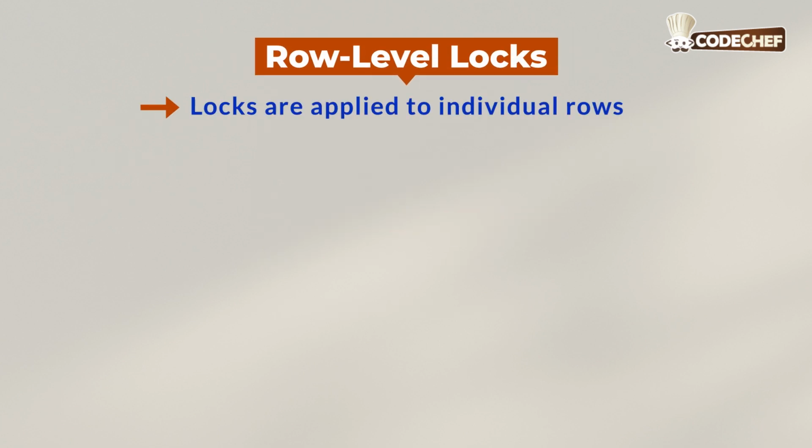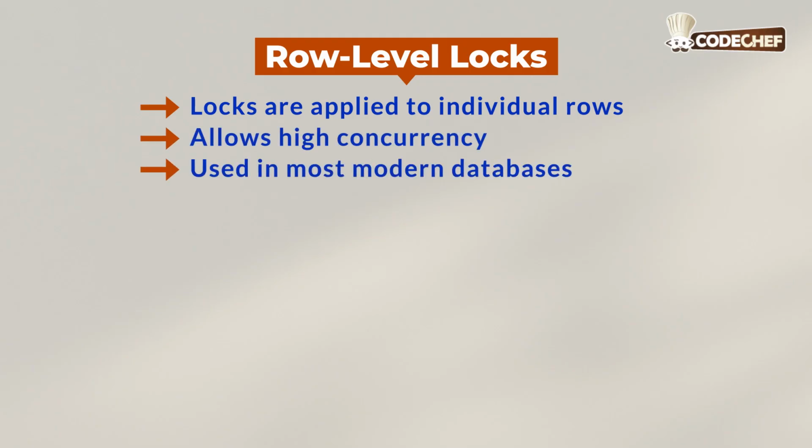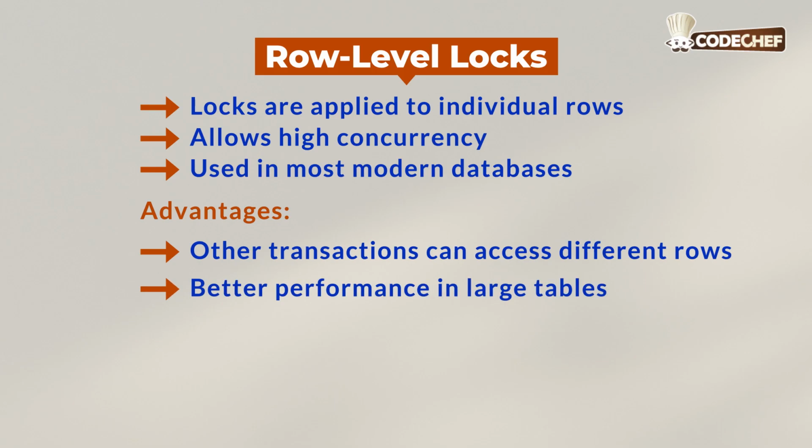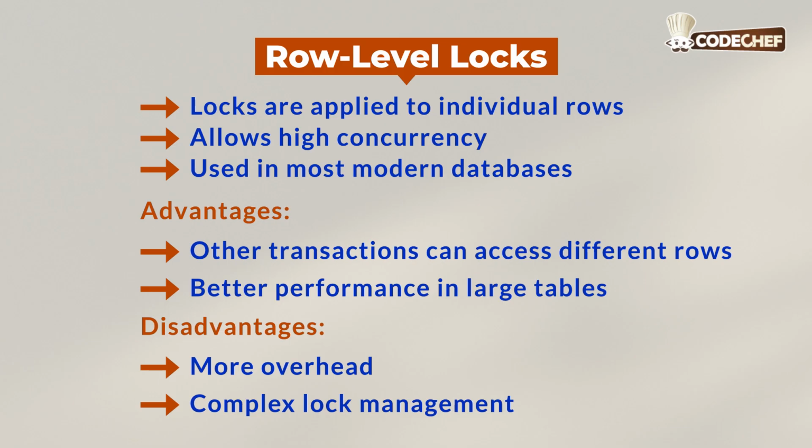Row level locks. Locks are applied to individual rows, allow high concurrency, and are used in most modern databases. Let's see what are the advantages of row level locks. First, other transactions can access different rows. Second, better performance in large tables. This means if a particular row or set of rows is involved in a transaction, then other transactions can access different rows. It also helps in processing large tables. Its disadvantages are more overhead and complex lock mechanism.